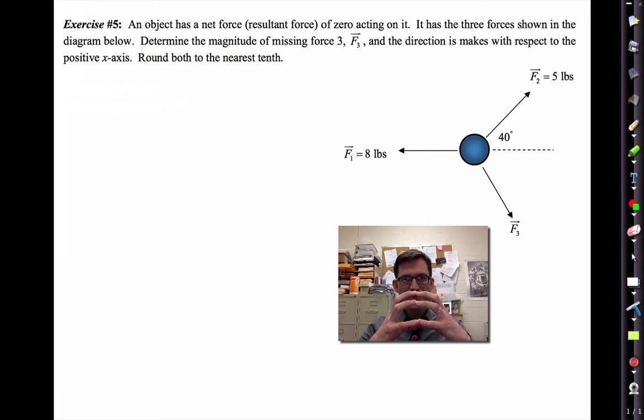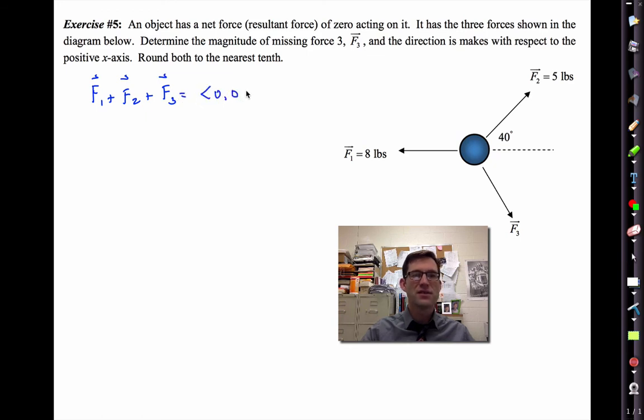So I got this object, a net force of 0 is acting on it. I want to figure out force 3. I want to figure out its magnitude and the direction it makes with the positive x-axis. So here's what I know. I know that when I take force 1 and I add force 2 and I add force 3, it's not that I get 0, but what I get is the 0 vector. I can't set it equal to 0. It doesn't really make sense to add a bunch of vectors together and get 0.